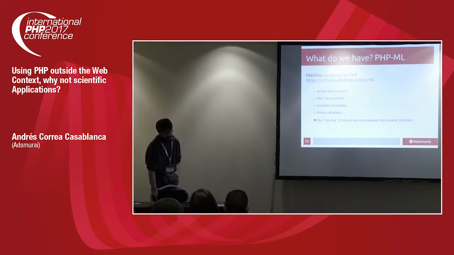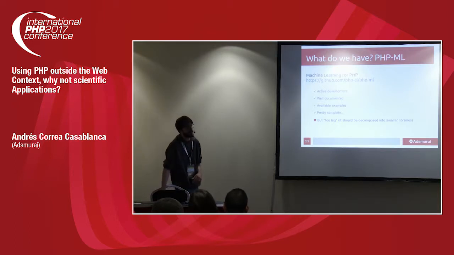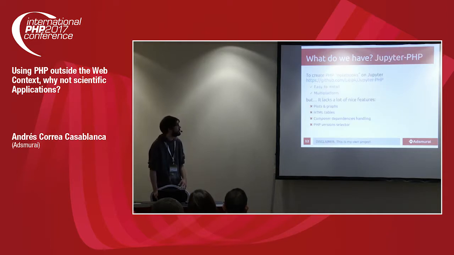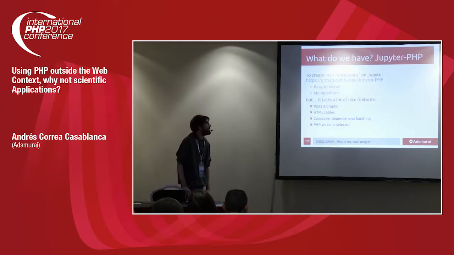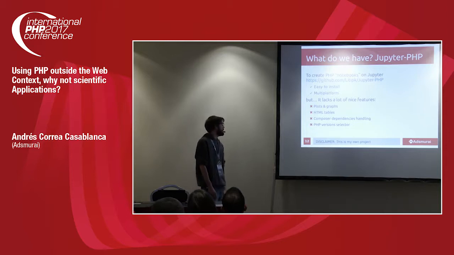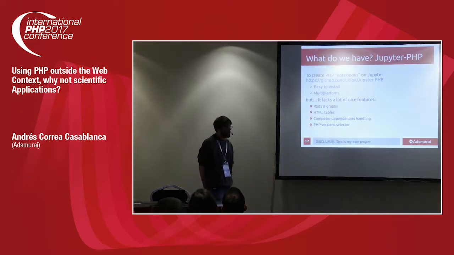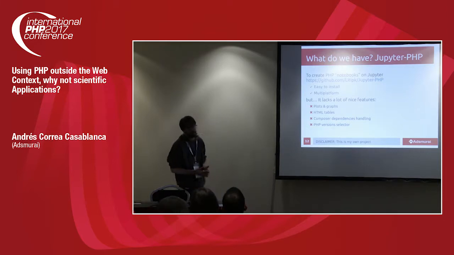Let's continue with the list of things that we have, and then we'll see what we don't have. More things. That's a project that I've implemented. It lacks a lot of things, so I'm not very proud of it, but I think it's an important step, and there's a lot of work to do, and I think it's worth it. It's easy to install. It works on Mac, Linux, and Windows. We can do plots or graphs, and we can show HTML tables.